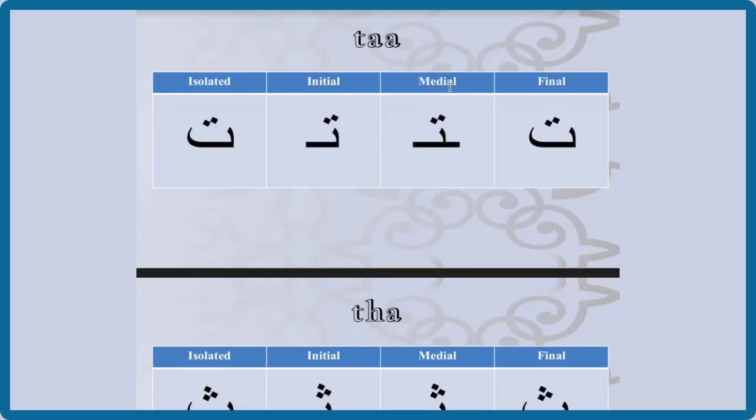Ta. Then this is the medial form. Whenever ta is in between two letters, you will find ta in this shape. And this is the final shape, right? That means at the end of the word, you will find ta in this shape, okay? So this is called ta.